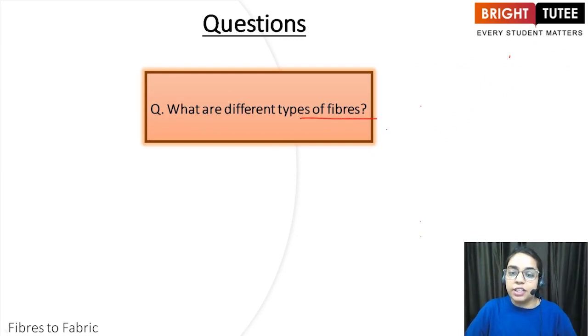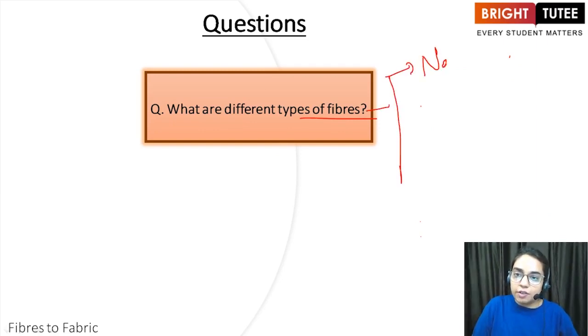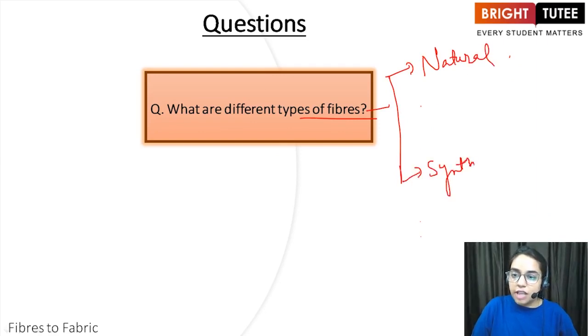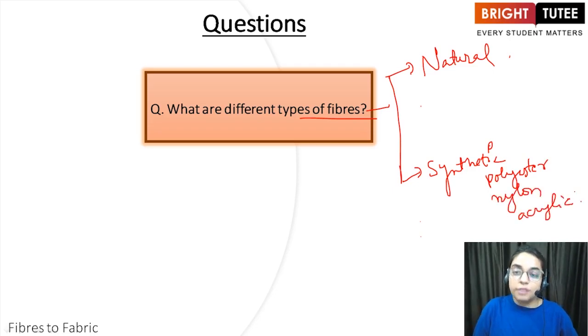What are the different types of fibers? So children, we have discussed that there are 2 types of fibers which are available. One is the natural fiber and the other one is synthetic fibers. So children, natural fibers are the fibers which are obtained from nature. For example, cotton, wool, jute, etc. Whereas synthetic fibers are the fibers which are man-made. For example, polyester, nylon and acrylic.